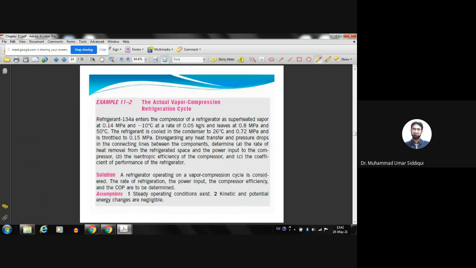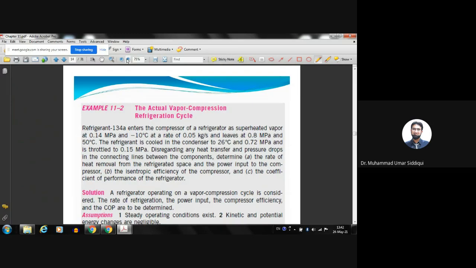So let's have a numerical related with an actual process. Refrigerant R134A enters the compressor of a refrigerator as superheated vapor. So here, if you look here, normally we assume that when the refrigerant is entering into the compressor, it should be saturated vapor. But here it's already mentioned that it is not saturated vapor, it is superheated vapor.